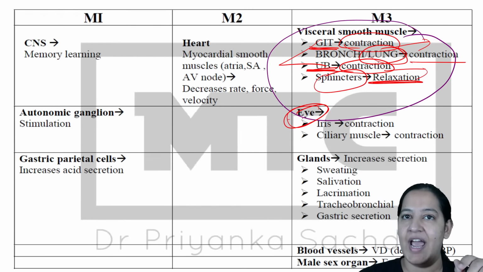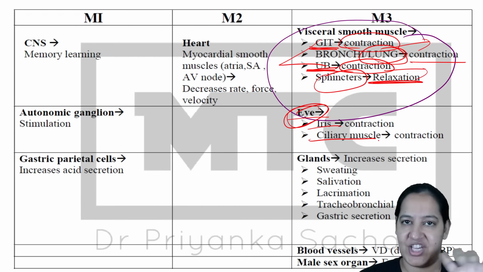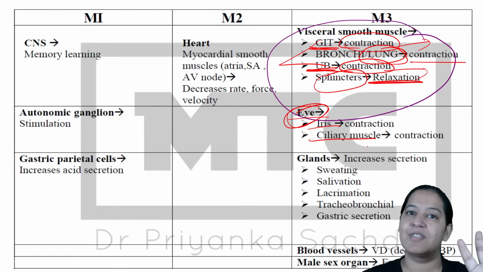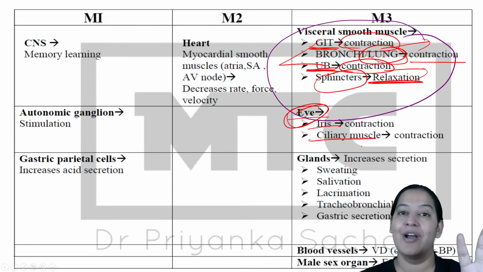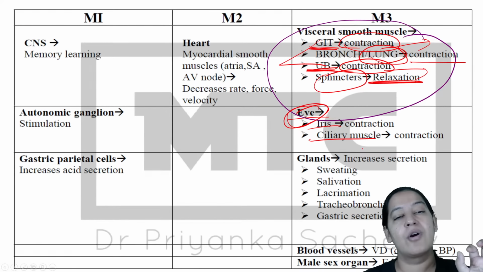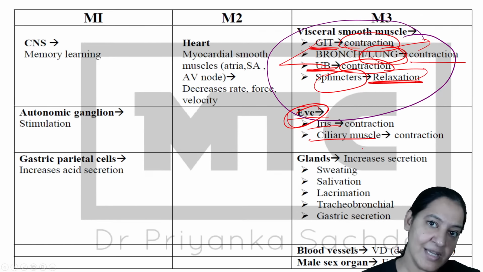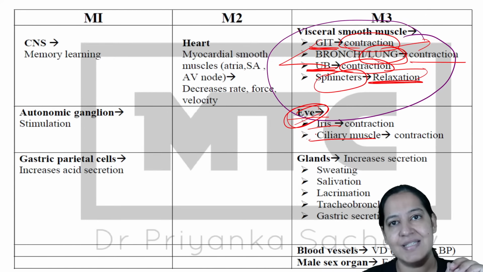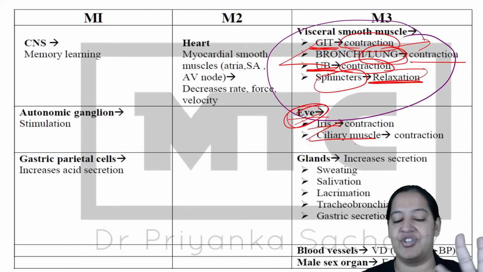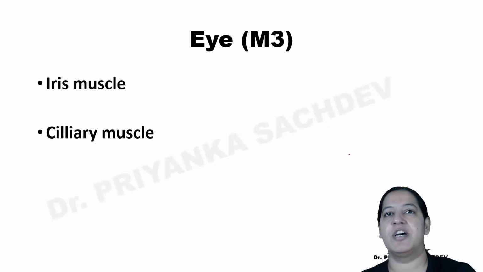I will explain you eye, that is iris and ciliary muscle action, not only of this chapter, cholinergic. I will tell you all 4 chapters together: cholinergic, anticholinergic, adrenergic, anti-adrenergic. So which drug causes meiosis? Which drug causes mydriasis? Which increases intraocular tension? Which decreases intraocular tension? So that depends on iris and ciliary muscle contraction and relaxation. So let me talk about the first chapter.